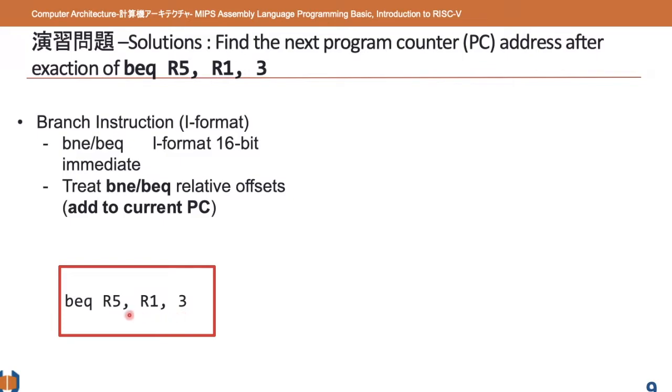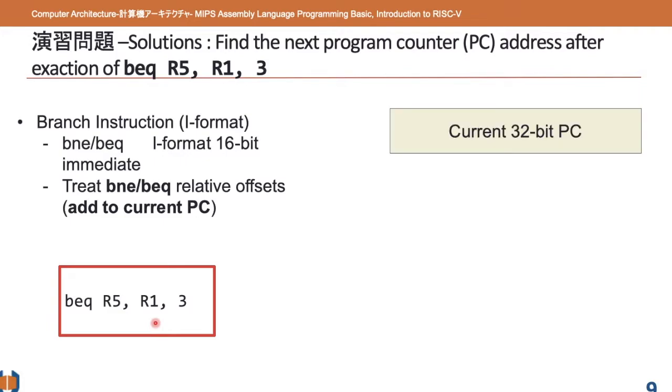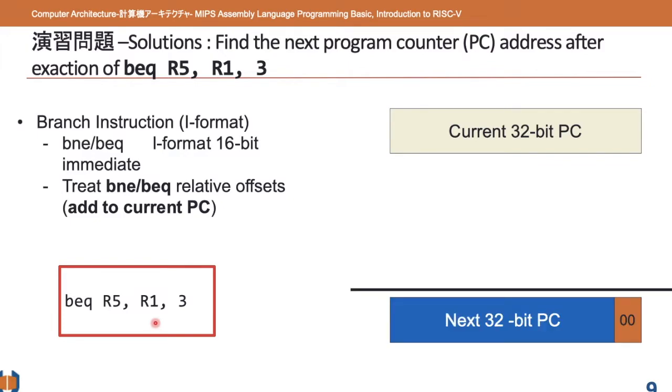That means if R5 and R1 are equal, we need to jump. Well, find out the next program counter address. We have our current program counter, which is 32-bit, and we have to find out the next program counter after executing this instruction. So the first thing you have to do is add 4. It's hardcoded, and you need to add 4 for the next instruction.